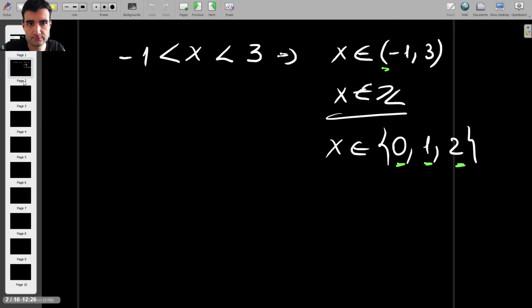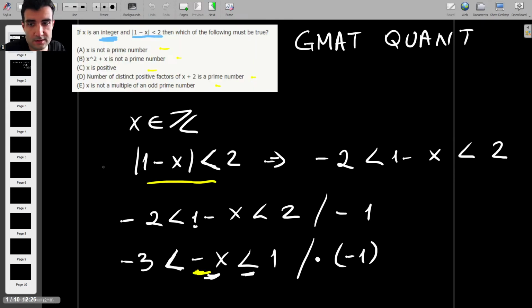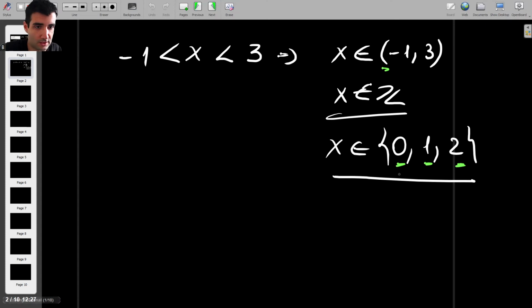So x is either 0, 1, or 2, and if x is 0, 1, or 2, then this inequality is going to be satisfied. So let's go through each of the 5 options and see which one is actually correct. A says x is not a prime number. We're dealing with 0, which is not a prime number, and 1, which is not considered a prime number. But 2 is a prime number, so A cannot actually be true.